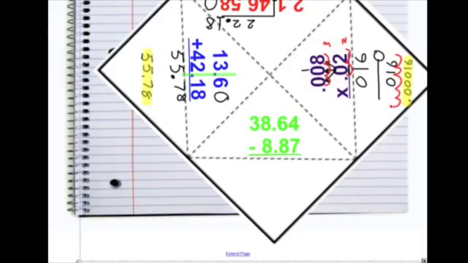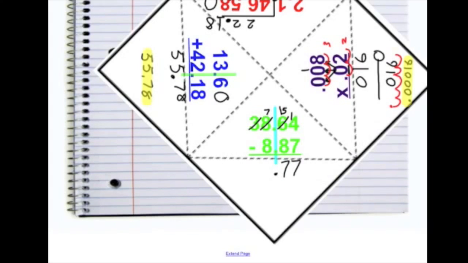Once again, similarly to the addition, subtraction is very straightforward as long as your decimal points are lined up. So 4 minus 7 is impossible, so I need to borrow from my 6. 14 minus 7 is 7. 5 minus 8 is impossible, I borrow from my 8. 15 minus 8 is 7. Bring down my decimal point.